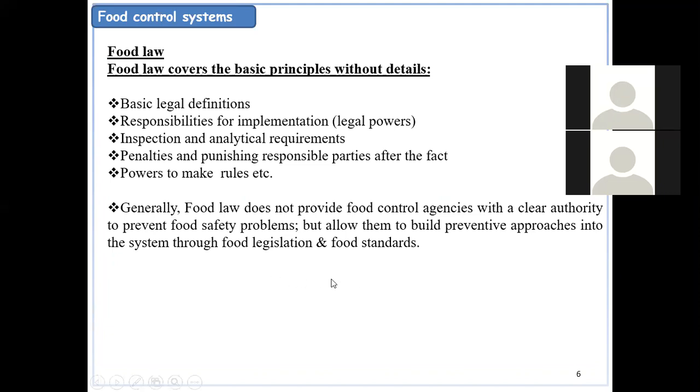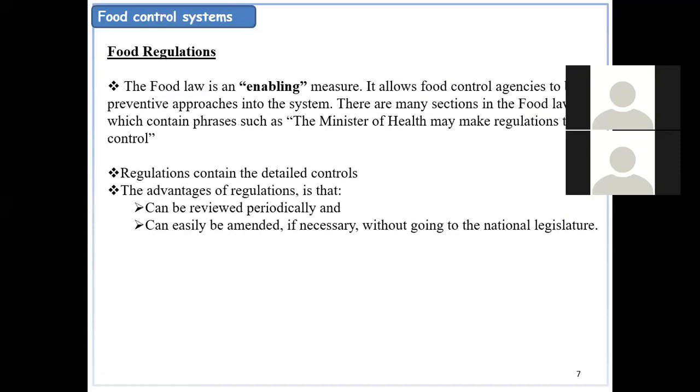So food laws do not provide food authorities with clear authority and detail. The details will be embedded in the standards or regulation. So the standard or the regulation is the interpretation of the law. The law is very broad, with no details, and cannot be easily updated. In the law, for example, we say the food should be safe and not cause harm to human beings. But they do not specify how the food will be safe.